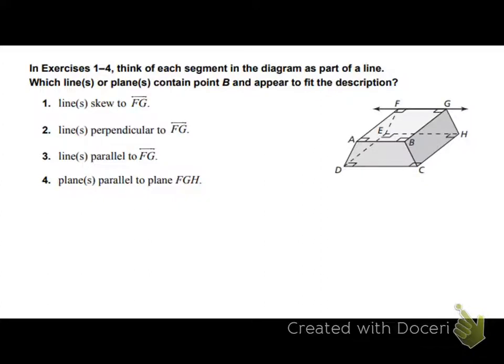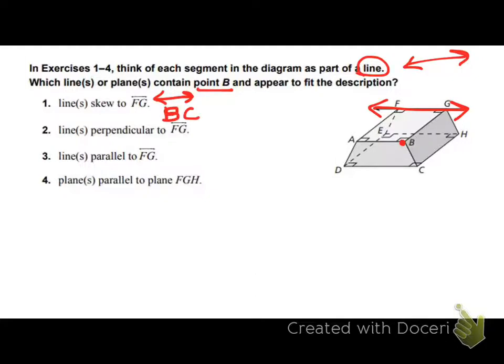It says, think of each segment in the diagram as part of a line. The reason it says that, lines never end, so when we name it, we're going to name it with the arrows above. Which line, or lines, or planes, contain point B and appear to fit the description? So we've got this interesting looking trapezoid prism. We're going to find the line skew to FG that goes through point B. So we want to make sure it's not on the same plane and does not intersect FG. There's only one answer, and it is BC.